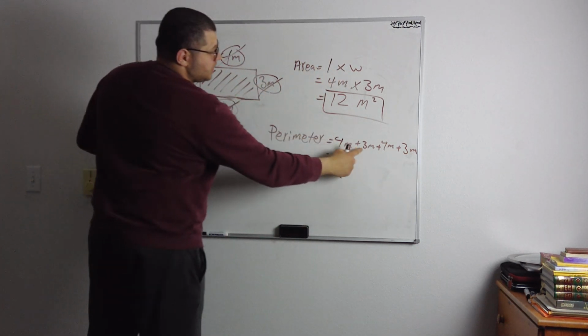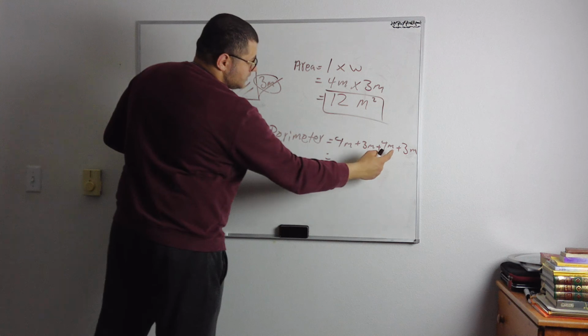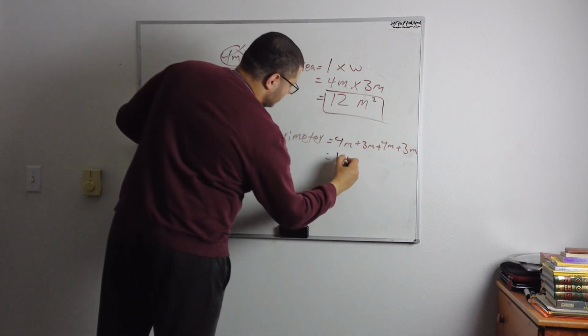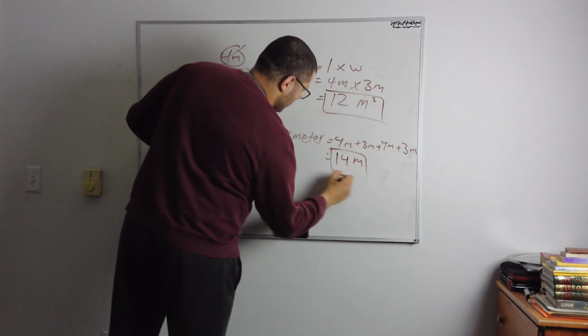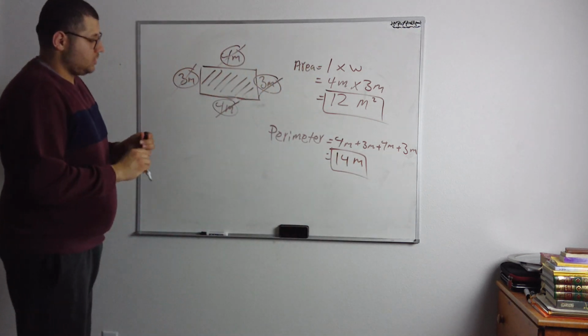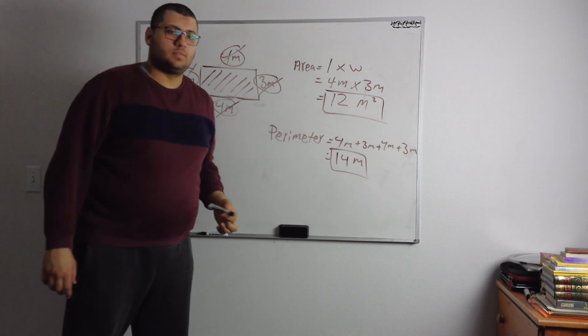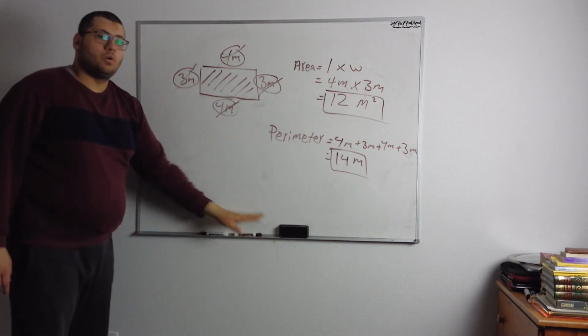4 plus 3 is 7. 7 plus 4 is 11. 11 plus 3 is 14. So 14 meters. That's your what? That's your perimeter. So for area, length times width. For perimeter, just add all your sides. Okay?